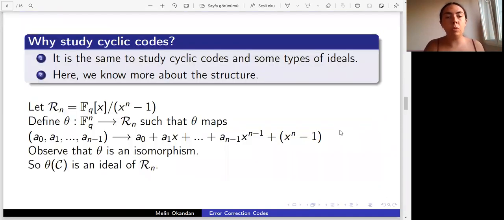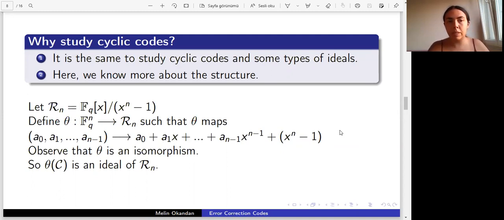Now we can say more about the motivation. It is the same to study cyclic codes and some types of ideals. In these ideals, we know more about the structure. What do we mean by the structure? For this, we need mathematics. Let's define it. Let R_n be the quotient ring such that R_n equals F_q[x] divided by the ideal generated by x^n - 1. Here F_q[x] is the polynomial ring in which the polynomials take their coefficients from the finite field F_q, and we are dividing this polynomial ring by the ideal generated by x^n - 1. You can think of it as looking at elements modulo the polynomial x^n - 1.